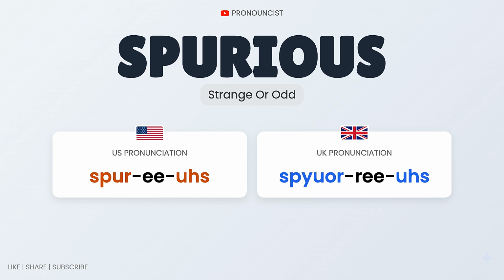UK adds a U-like glide. Practice repeatedly and you'll soon be able to say this word perfectly. The best way to practice is to repeat the syllable multiple times.